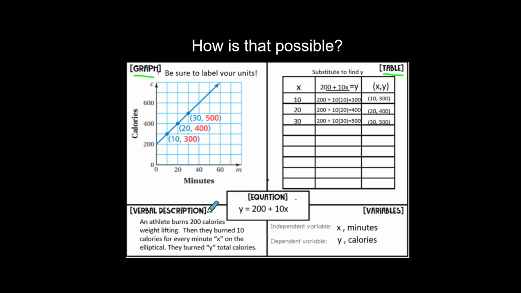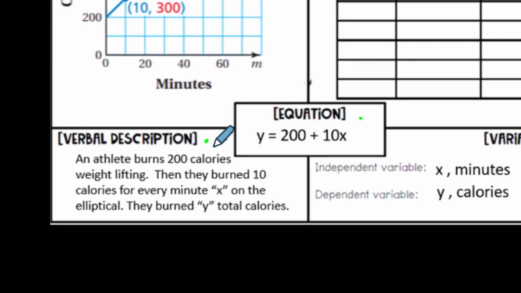So I'm going to start down here with the verbal description. Let me read it to you. An athlete burns 200 calories weightlifting. Then they burn 10 calories for every minute X on the elliptical. They burned Y total calories. Based off of this verbal description, or situation, or story, whatever you'd like to call it, we were able to write an equation that described that story. So you could say Y equals 200 calories weightlifting plus 10 times however many minutes they were on the elliptical. And again, Y represented our total calories.